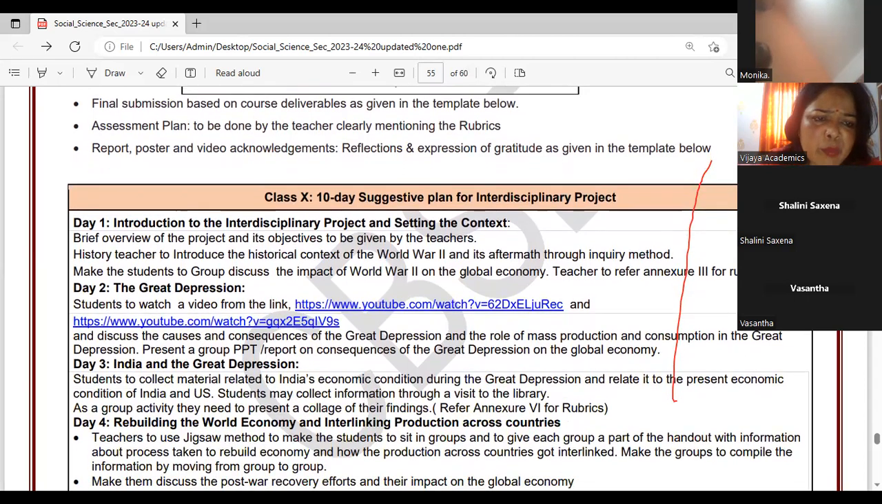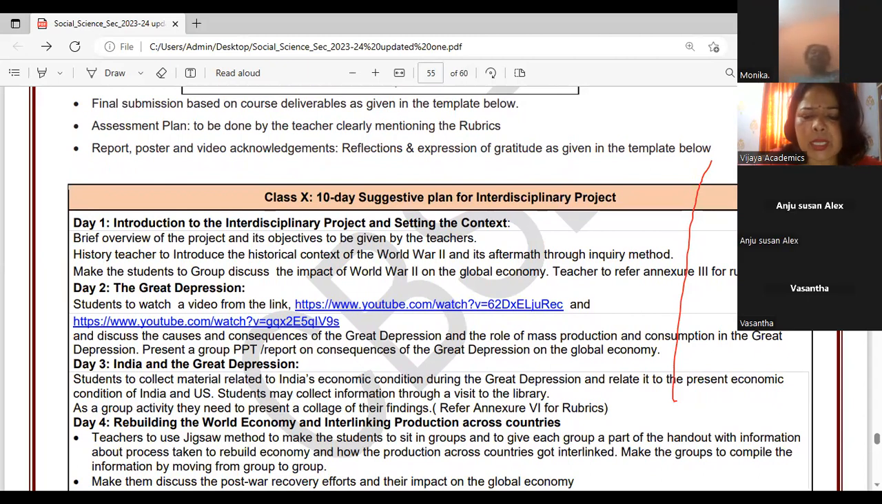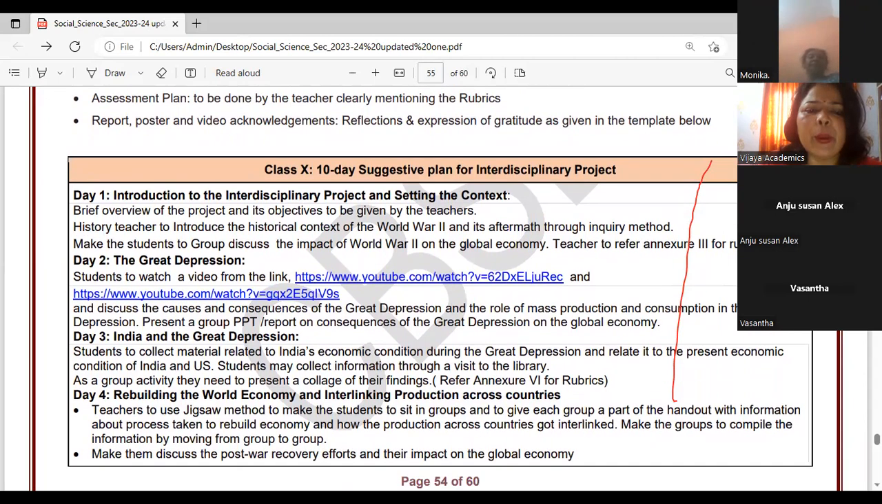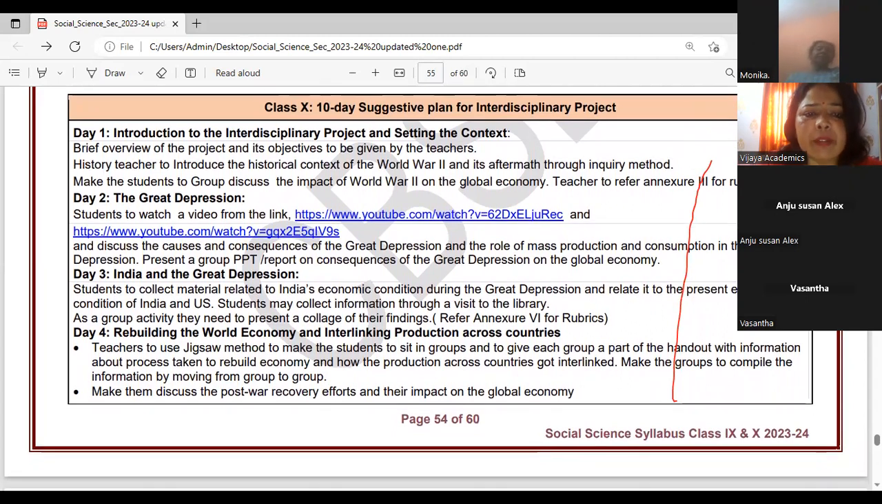Next is final submission based on course deliverables as given in the template below. Assessment plan to be done by the teacher, clearly mentioning the rubrics. These rubrics also we have already discussed. Now, report, poster, and video, acknowledgements, reflection and expressions of gratitude as given in the template below. Now, this is the schedule given. How you are going to go for this interdisciplinary project, 10 days suggestive plan, it's in detail.